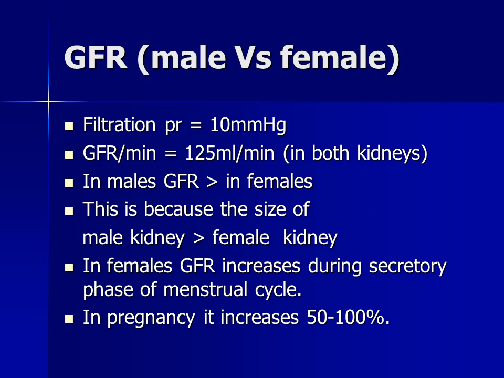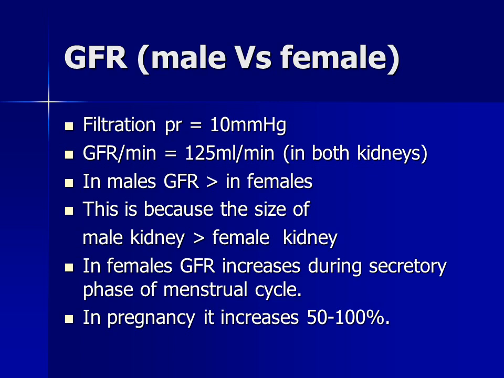Now for GFR, we know that the filtration pressure is 10 millimeters of mercury, and GFR per minute is basically 125 milliliter per minute for all the nephrons in both the kidneys. You must remember this very clearly: if somebody asks you to define what GFR is, or its value, then what you have to say is that the glomerular filtration rate is 125 milliliter per minute in all the nephrons of both the kidneys.